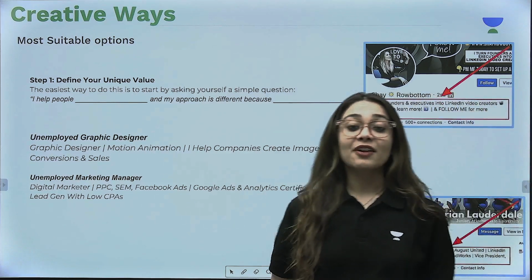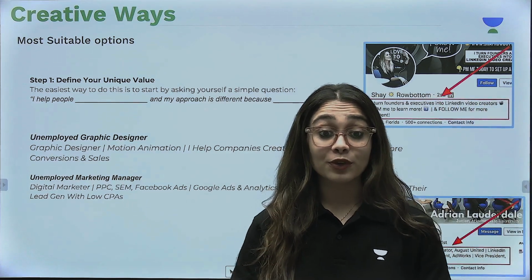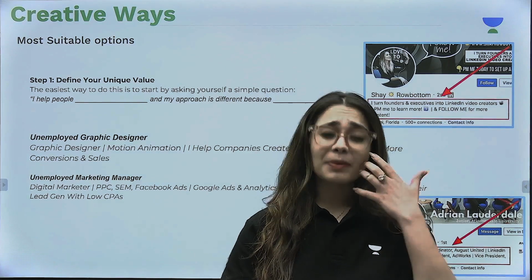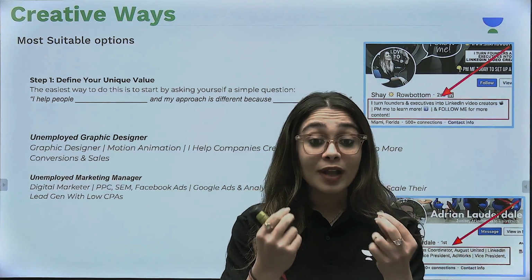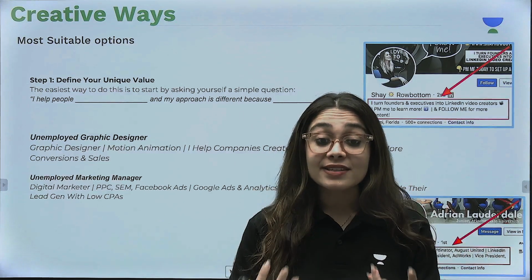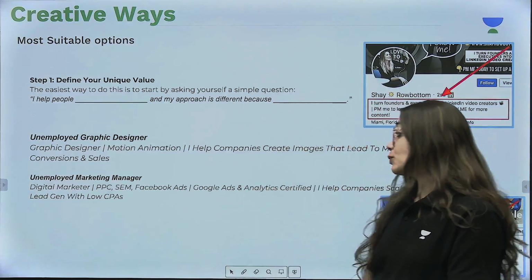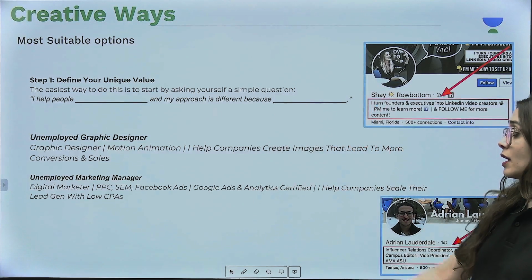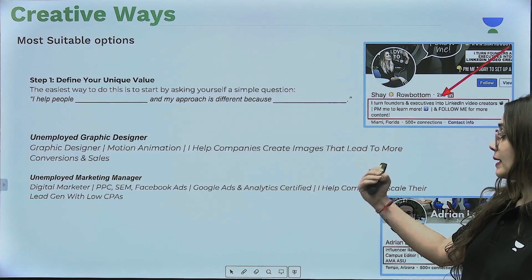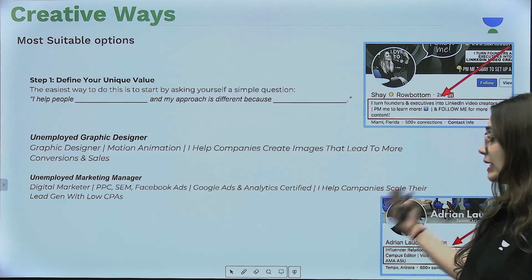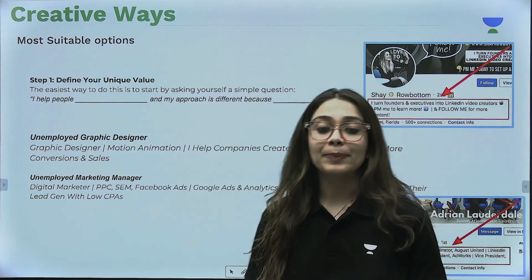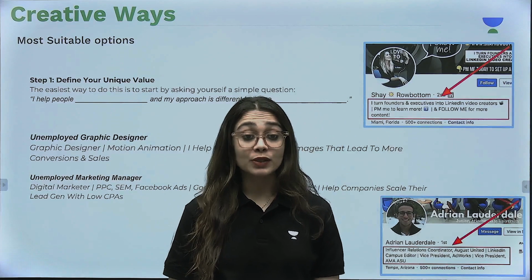So let's say you guys are engineers. You can also say that I help corporates automate things, or maybe, because you know better about what engineering is. So look at one point that can define you, and that's how you guys are going to make it up. Then we have an unemployed marketing manager. Digital marketer, PPC, Facebook ads, Google ads, analytics, help companies scale their lead generation with low CPAs. Looks like a brilliant one.